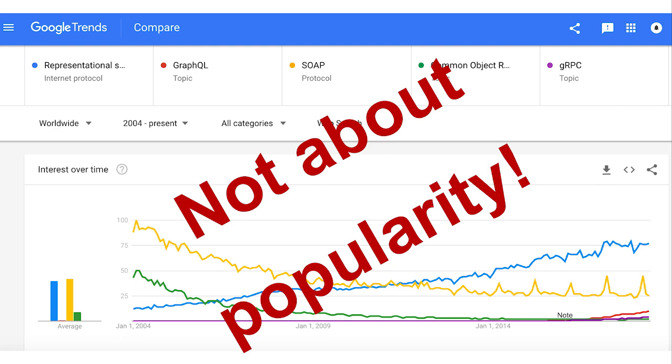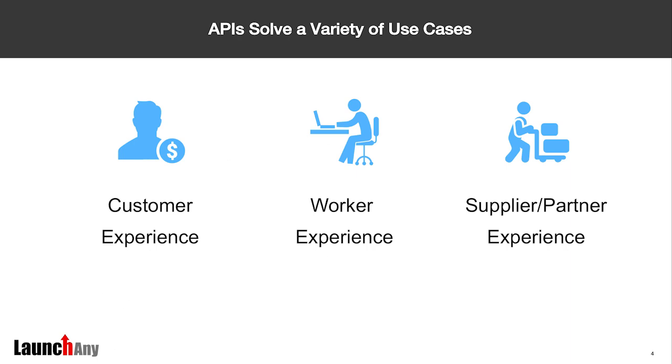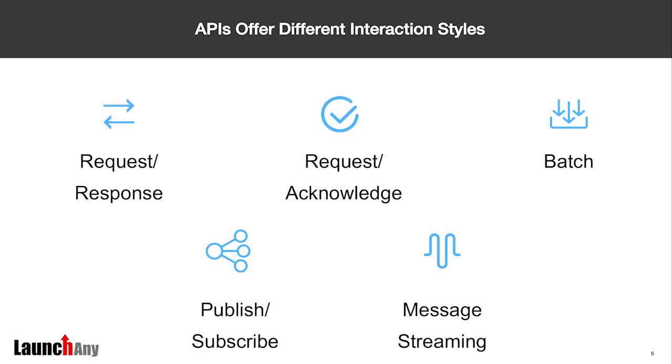The first thing that we really have to think about and remember is that APIs are meant to solve a lot of different kinds of use cases. So we have to bear that in mind before we make a decision about our API style. We may be dealing with customer experience, back-end worker experience with our various staff or partner channels, and then we have different kinds of interaction styles we can pick from as well. We often debate a lot of different API design styles, but they all tend to fall in the request-response pattern. And that may be what we need for the majority of our endpoints, but we also have other options at hand to us.